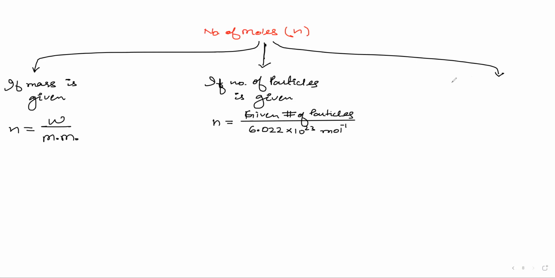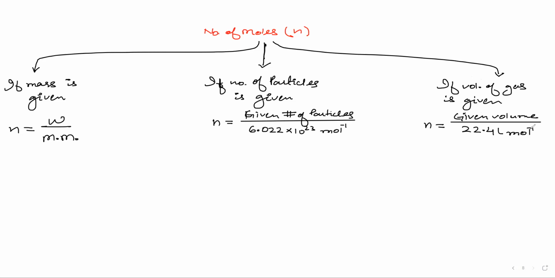Now, if the volume of gas is given, then you will use the formula: number of moles is equal to the given volume, divided by the molar volume. And molar volume is how much? 22.4 liters is present in each mole, so this will be 22.4 liters per mole. So these are the three formulas that you have to remember.